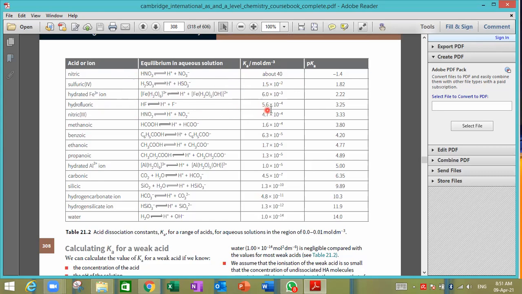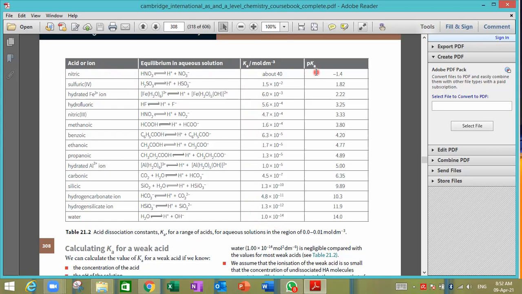Hydrofluoric acid is 5.6 times 10 to the power minus 4. Ethanoic acid is 1.7 times 10 to the power minus 5. You see, for water, the Ka value is 10 to the power minus 14. So this means that as we go down, the acidity decreases. Nitric acid is the strongest acid of all. And of course, as these values decrease, we come to weaker and weaker acids until we get to water, which is a very weak acid, 1 times 10 to the power minus 14. So the higher the Ka value, the stronger the acid.